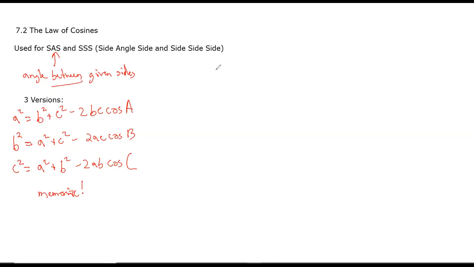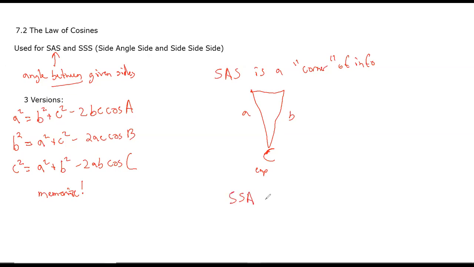And again, I just want to make sure I'm writing this down, that SAS, side angle side, is what I call a corner of info. How do I want to draw this? Let's go this way. I'm trying to mix up how I draw my triangles. So if I call this side A and this side B, that means this is angle C. I'm going to draw it on the outside. This is a capital C, not a lowercase c. Just to make sure. So that's what I call a corner of information. Side angle is not.